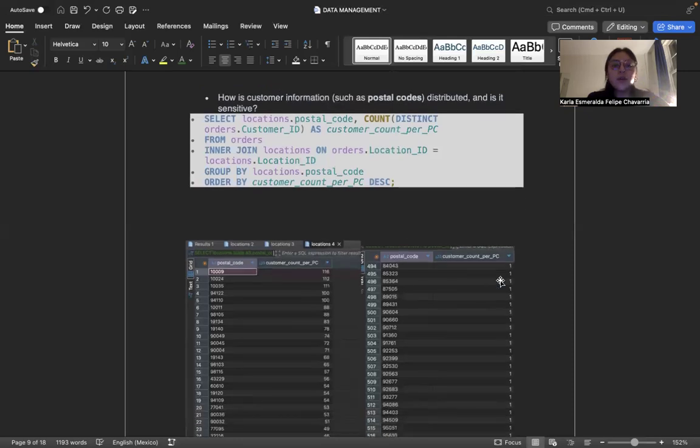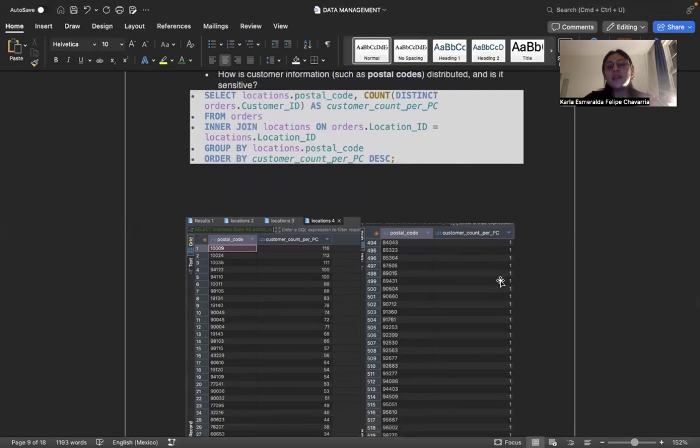And then we have how is the customer information, such as postal codes, distributed, and is it sensitive? Also, we only want to know how many customers we have per postal code. So it is only a count, and we are using this for the previous explanation that I just mentioned. And again, using inner join because we are trying to put together two columns of two different tables. So orders and locations are related by the location ID, and grouping everything by the postal code as the question is requesting.